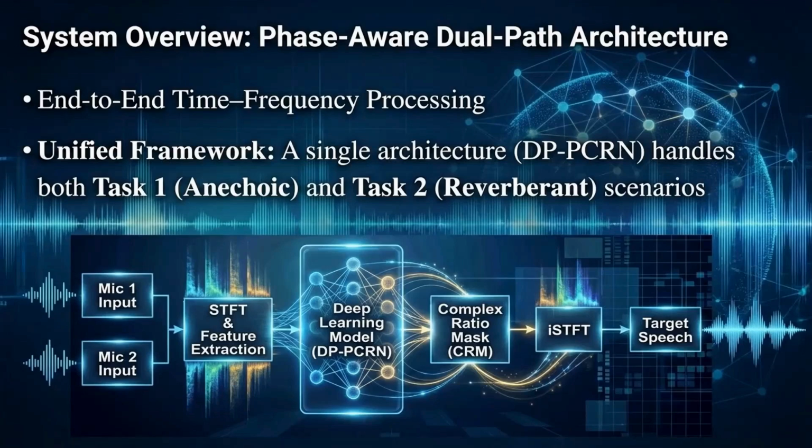The pipeline is end-to-end, converting raw audio into the frequency domain using the STFT. Crucially, we process the full complex spectrogram, preserving both magnitude and phase. Rather than separating them, the model predicts a complex ratio mask, CRM, to filter noise, and we reconstruct clean speech via the inverse STFT. This ensures we leverage all spatial cues.